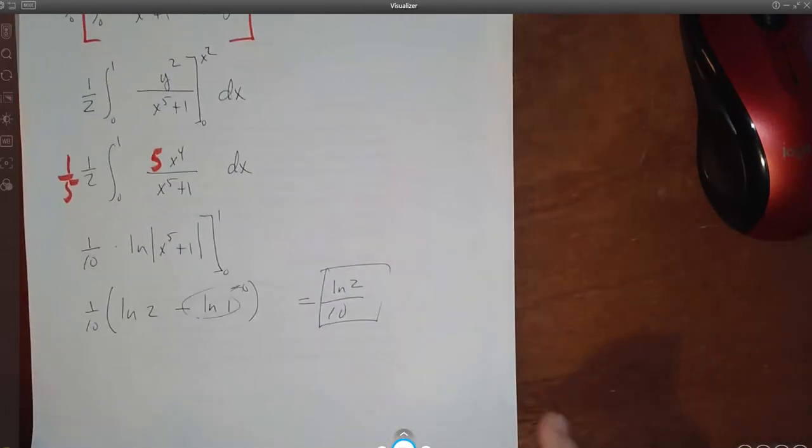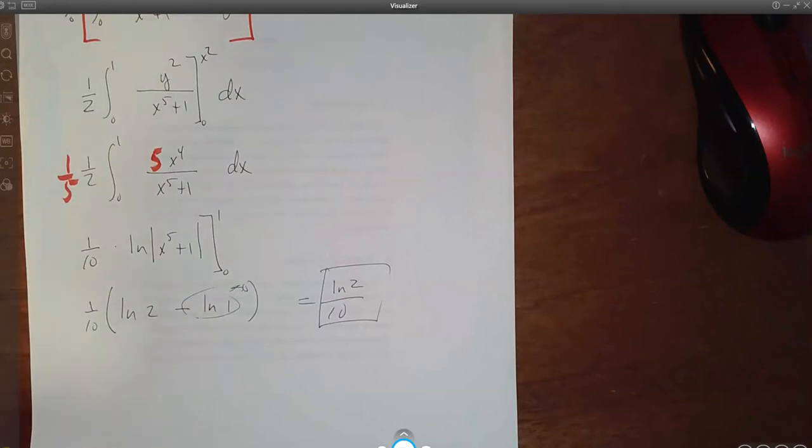Now, with these two examples, you can attack many of the problems you have for homework. I suggest you go practice some and then look at the second video.